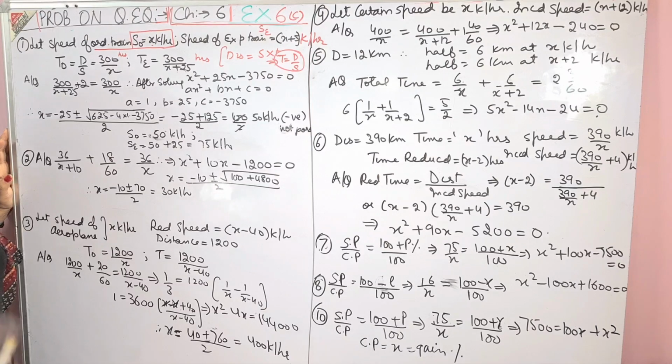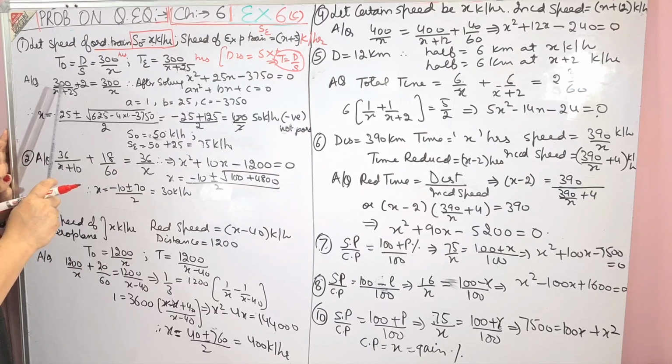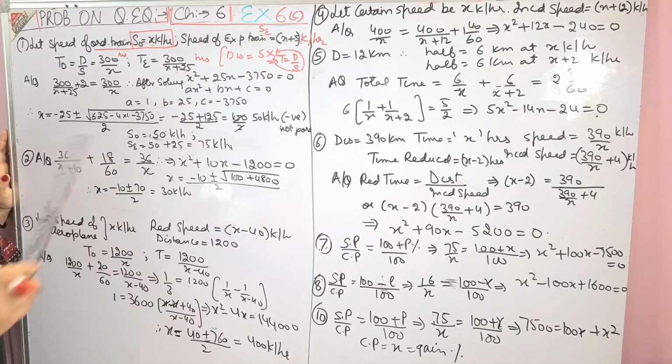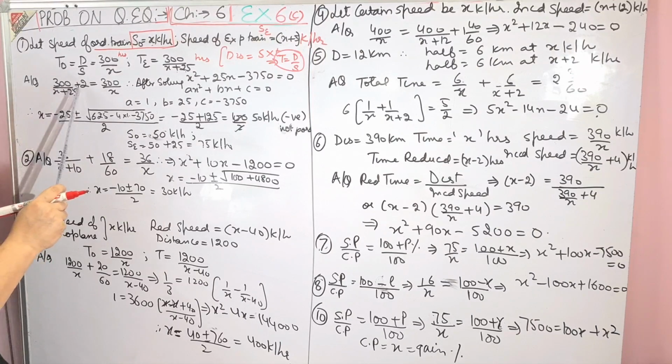You will just add the time where the speed is more in the denominator. I'm telling you, in the denominator. So be careful. Be very careful. See, 300 upon x plus 25 plus 2.